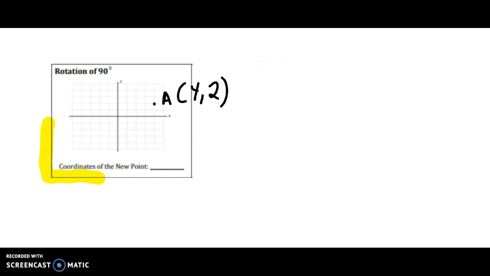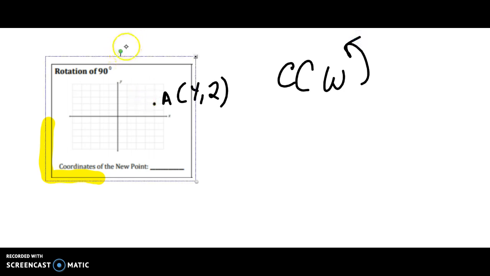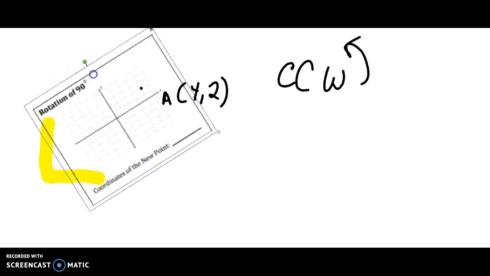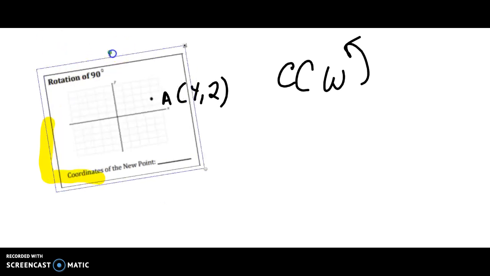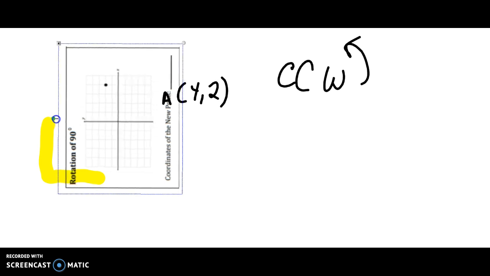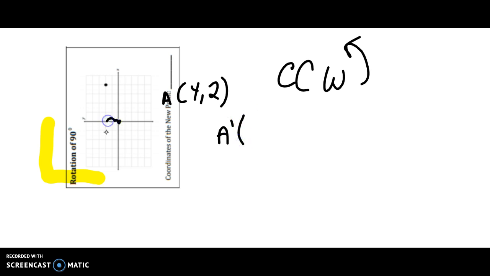Again, this is positive, so we know that this is counterclockwise, which means in that direction. So I'm going to take my paper and I'm going to rotate it 90 degrees. Let's try that again. Okay, so my horizontal lines are vertical, my vertical lines are horizontal. So now that I've rotated my paper 90 degrees, I'm going to remake this my origin. And again, the axes have reset themselves. So I can get A prime as -2, comma, +4.